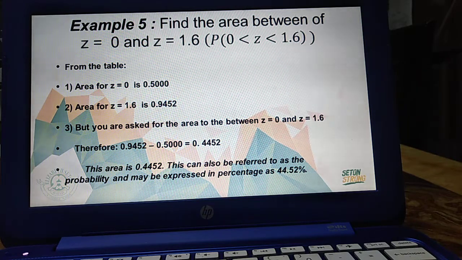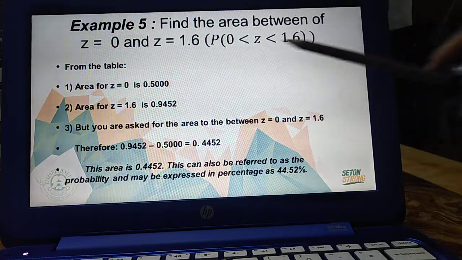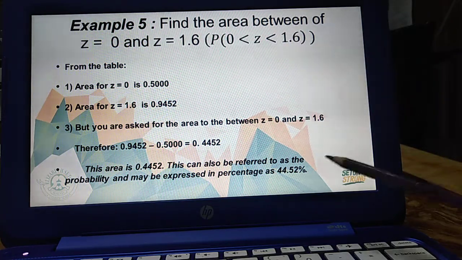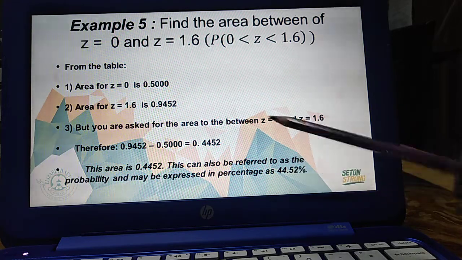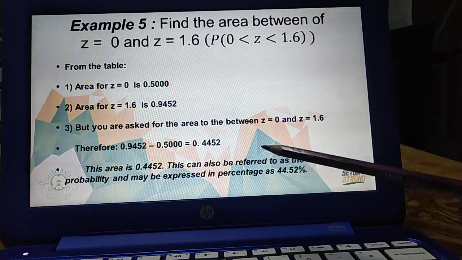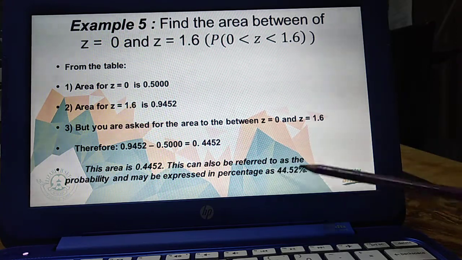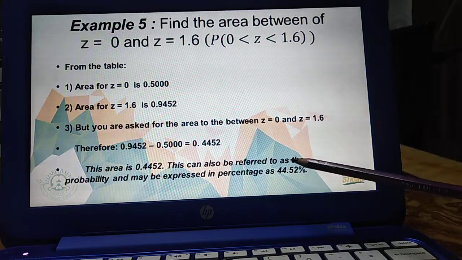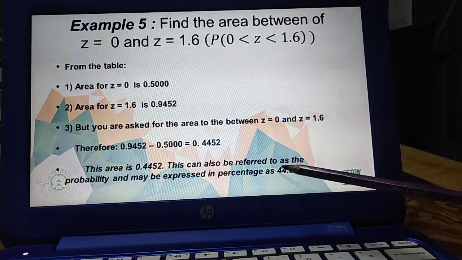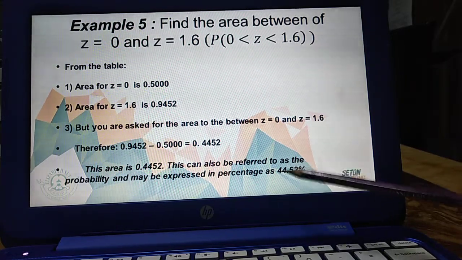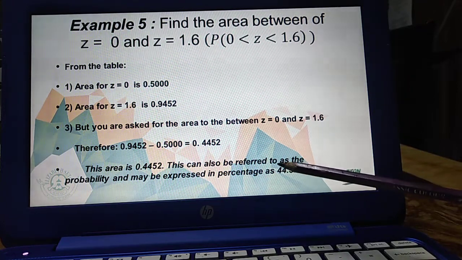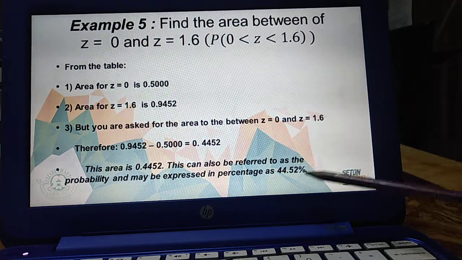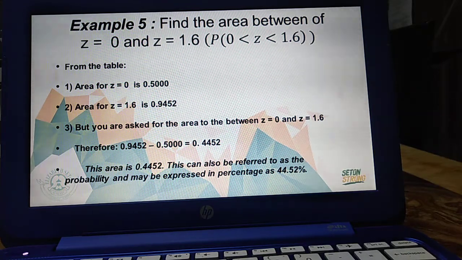But we're also asked for the probability. The probability may now be expressed in the form of percentage. So the area is 0.4452. And to get the probability, all we need to do is change it to percent, giving me 44.52%. So the probability is 44.52%. And the area is 0.4452.